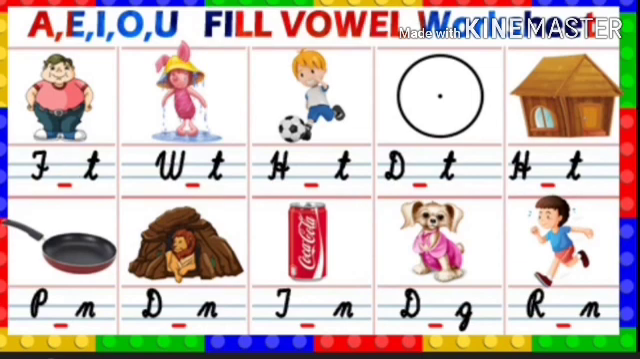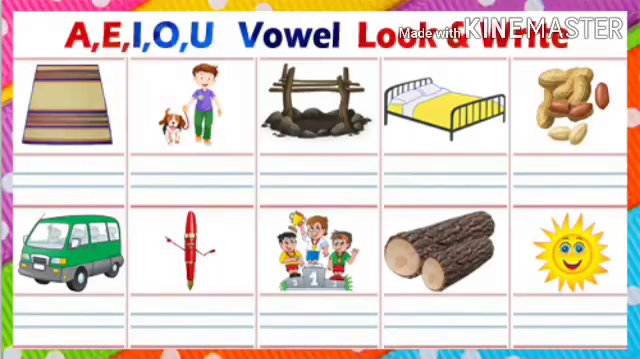So, children, now you have learnt the exercise: fill the correct vowel in the blank. Now, you do this work neatly and revise the sounds of the five vowels. Revise the exercise: look and write of the vowels A, E, I, O, U.